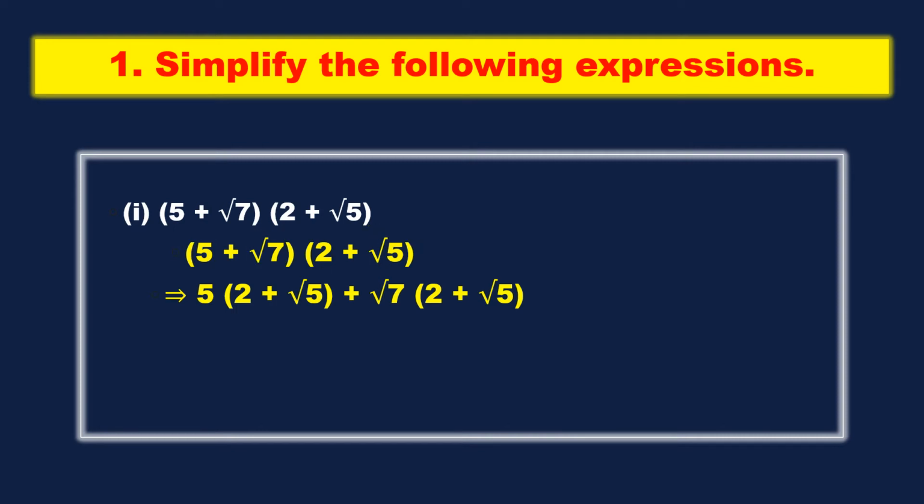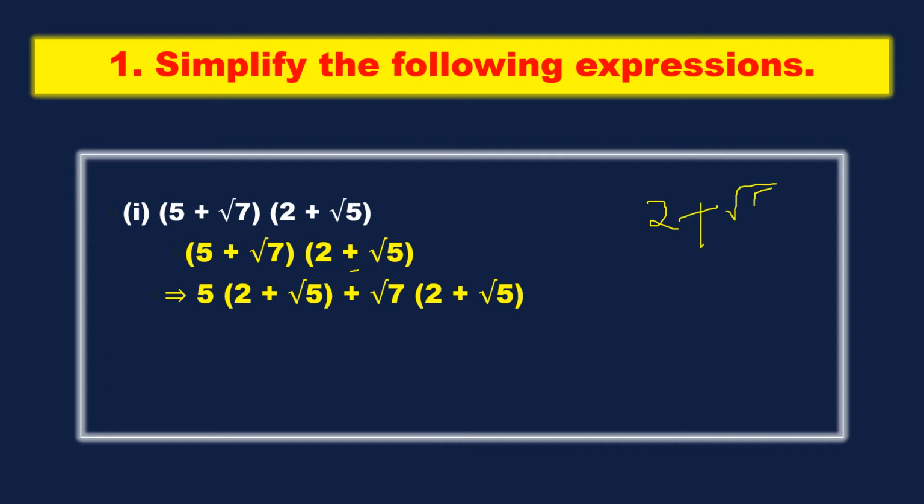Whenever there are two terms, it is a binomial. So whenever there is binomial into binomial, it is simple. Select any one expression. You can select 5 plus root 7 or 2 plus root 5. Anything you can select. Here I selected 2 plus root 5. Here how many terms are there? 2 terms are there, which means you should write this 2 plus root 5 two times. Are you getting it? Here I can select any expression. I selected 2 plus root 5. My selection is 2 plus root 5.